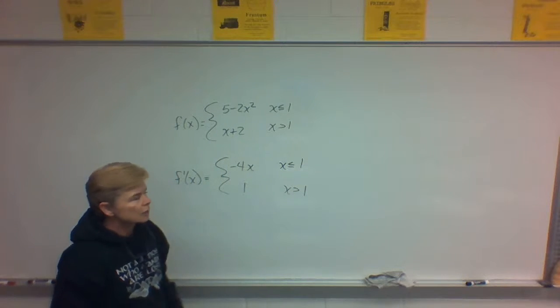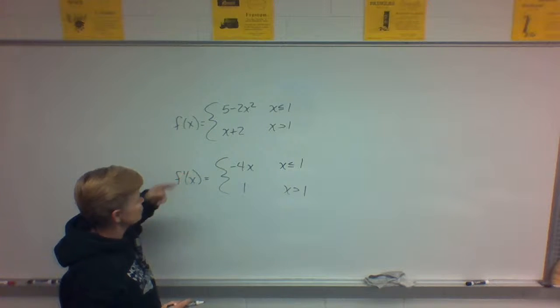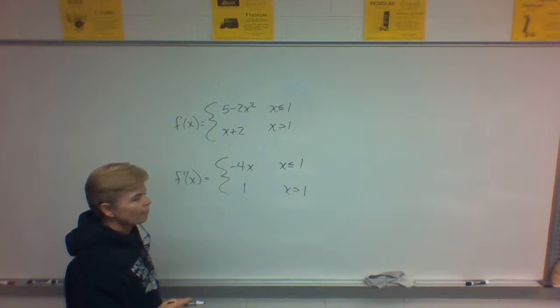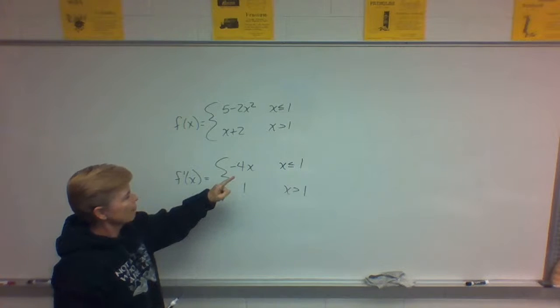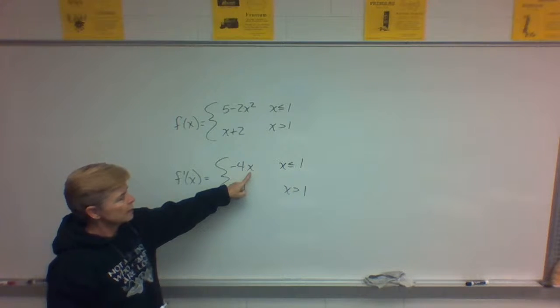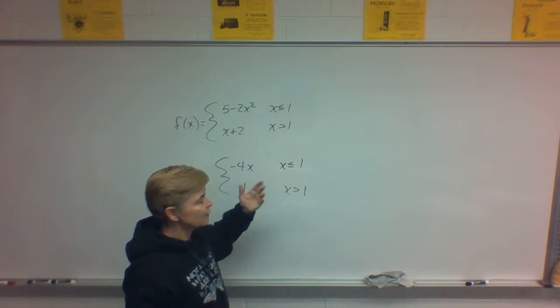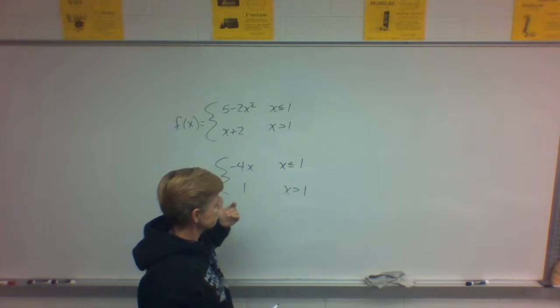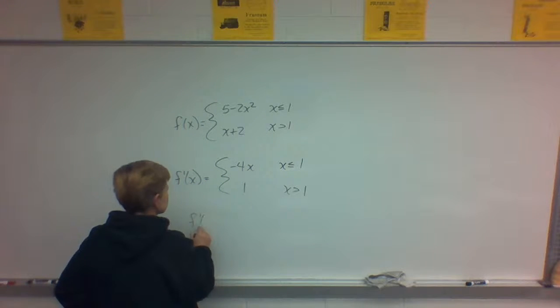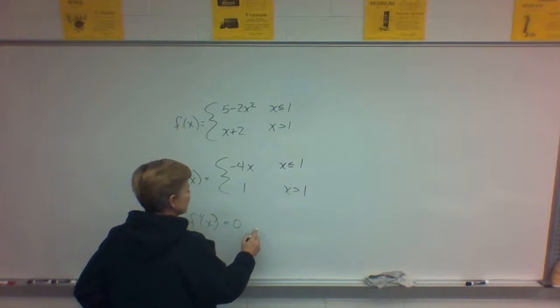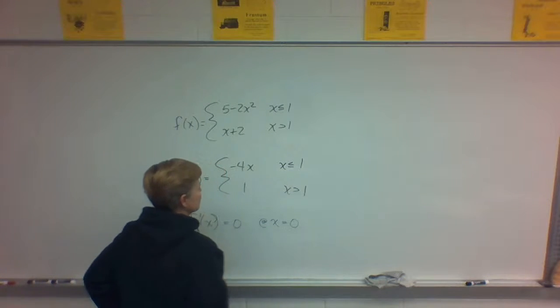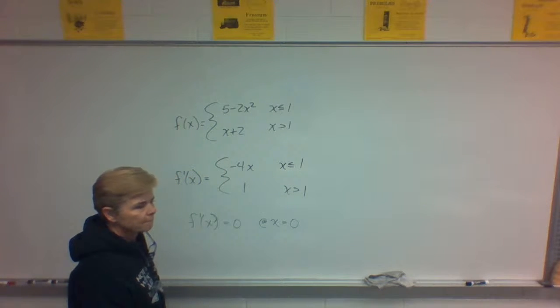If we set this derivative equal to 0, when is it equal to 0? When x is 0. Does x equal 0 fit in the range of values where this one's defined? Yes. If it didn't, then it wouldn't matter. So f prime of x is equal to 0 at x equals 0. Where is the derivative undefined? It might be undefined at 1. That's something we would have to consider.